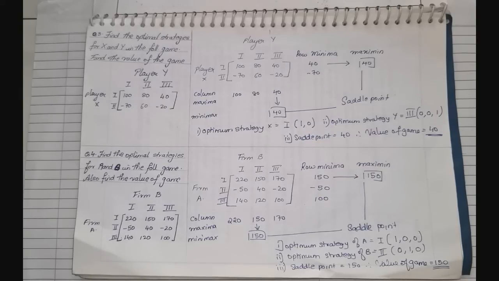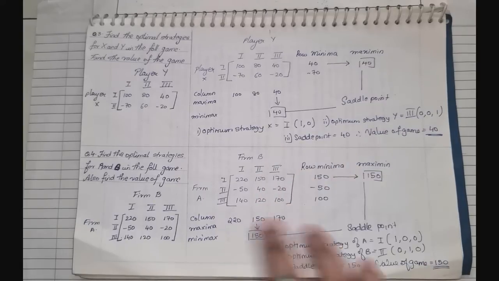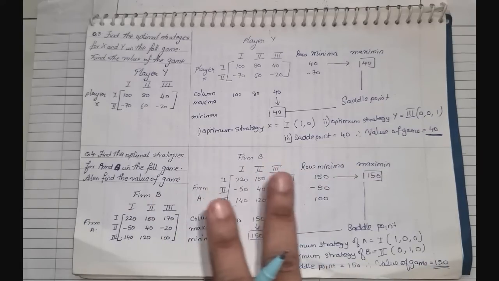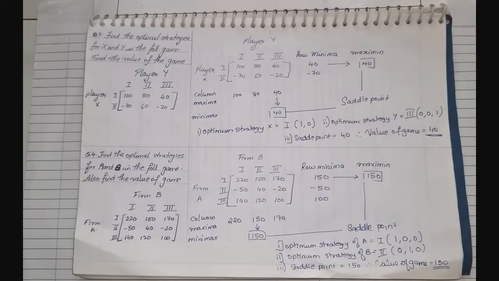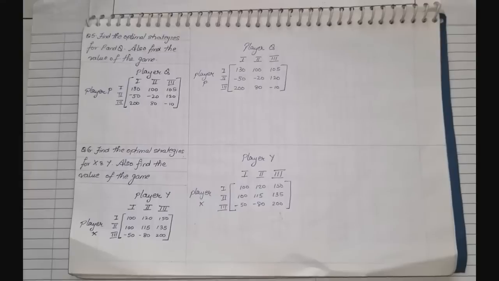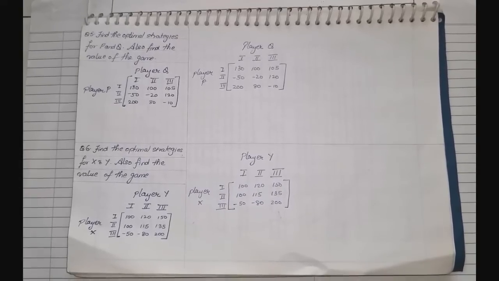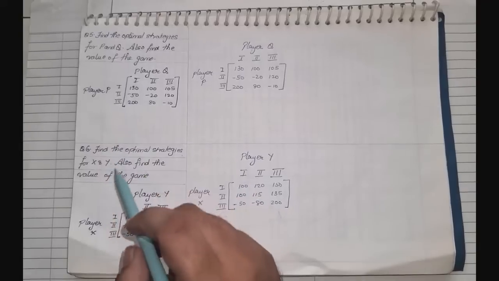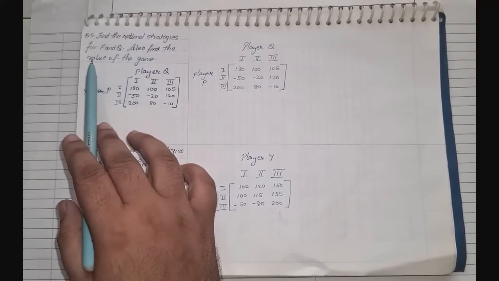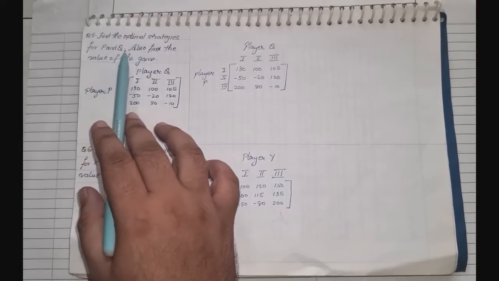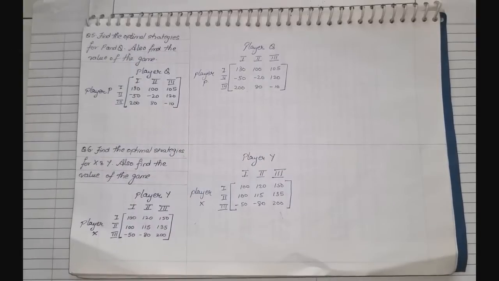Okay, I hope everyone has understood this. This was question number 3 and 4. Now to just cover up the entire topic, we are going to take up the last 2 sums, again in the same order to solve. Okay, so let us see the last 2 sums of this particular topic. Okay, question number 5 and 6. Find the optimal strategies for player P and Q and also find the value of game.